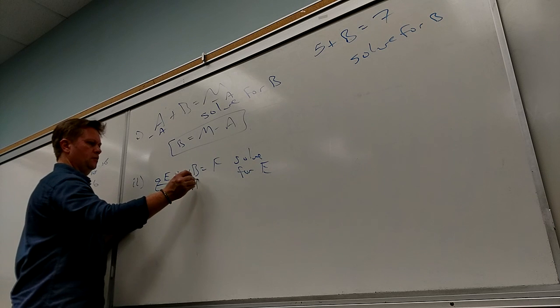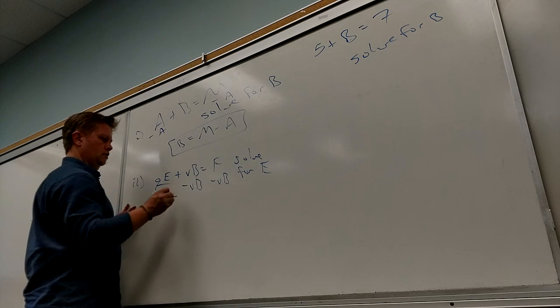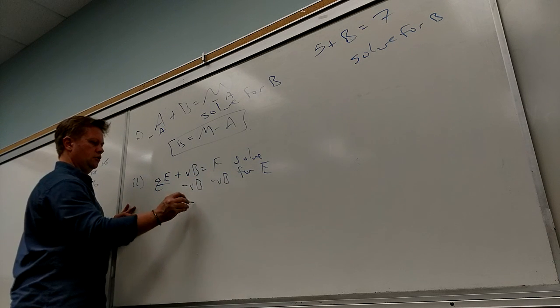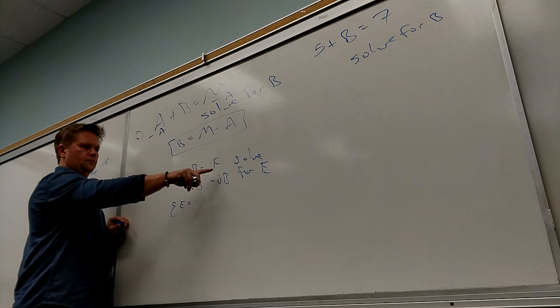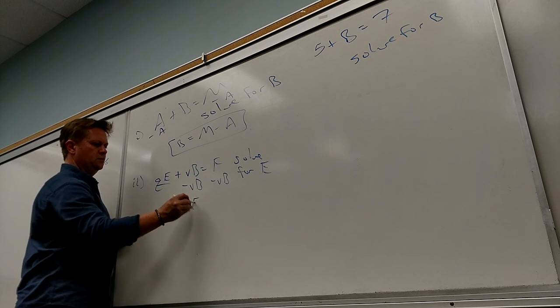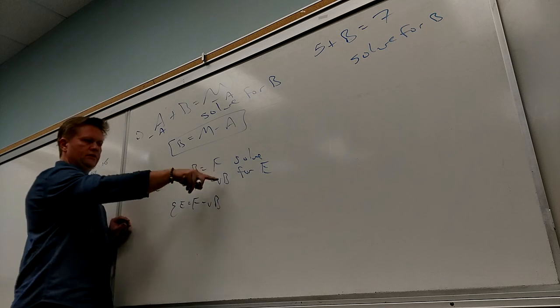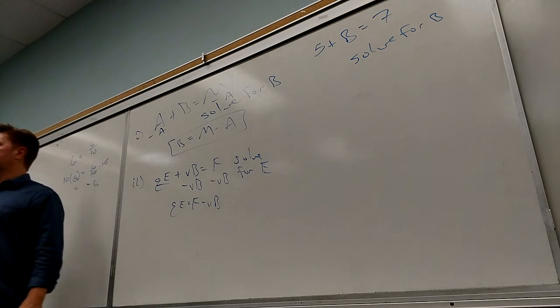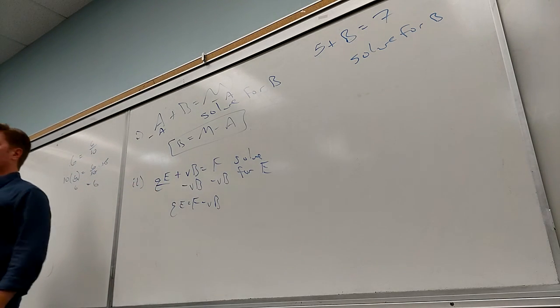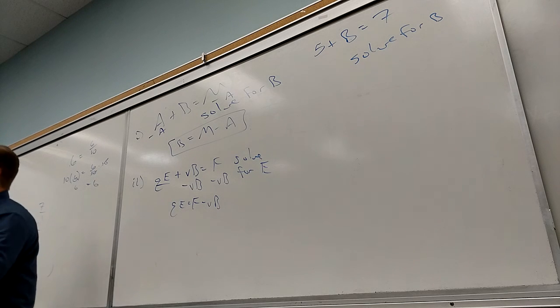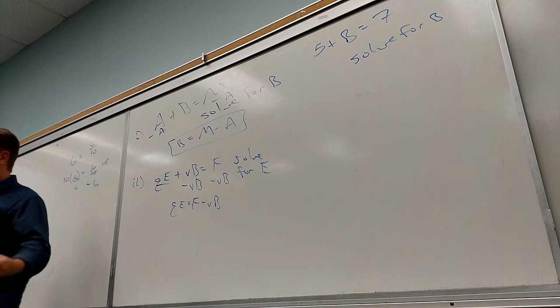So subtract VB. So we get QE equals F minus VB. Now, somebody pointed out once to me that this is even better because there's no numbers. That means I can't do it. I just write it. What's F minus VB? F minus VB. I don't know what this is, right?